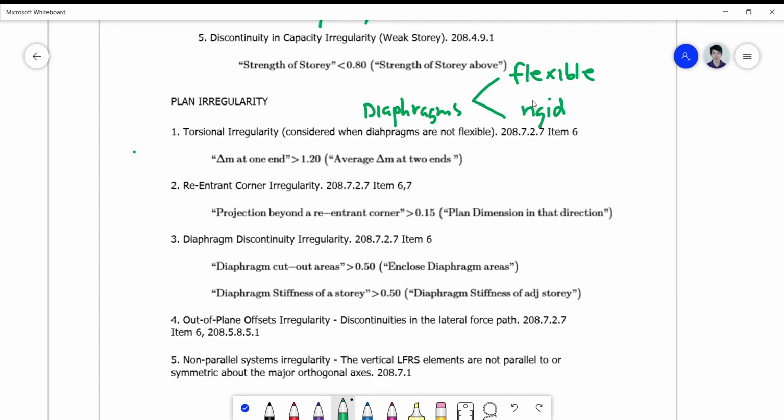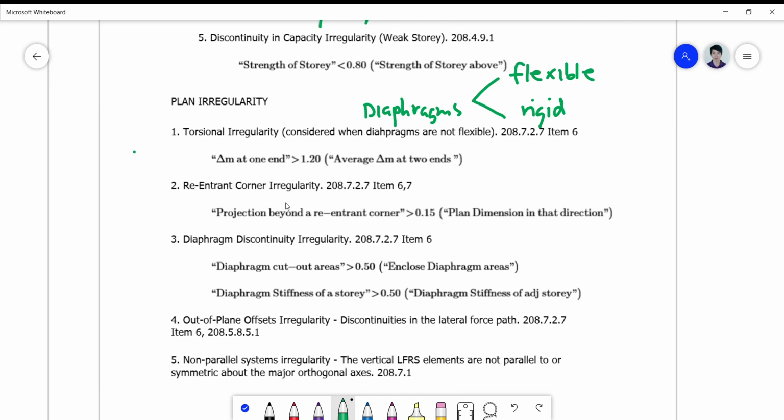So how do you say that your diaphragm is flexible or rigid? This is the consideration. The consideration for flexibility and rigidity is measured in terms of torsion. So that's why this is called a torsional irregularity, and it is actually checked simply by computing the deflection or the story drift at one end and the story drift at the two ends.